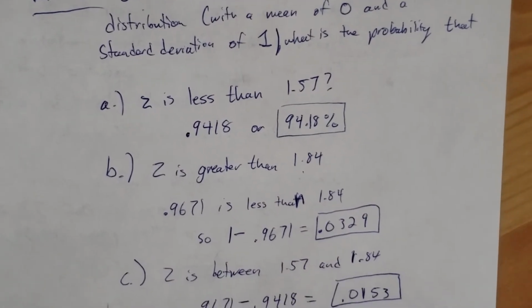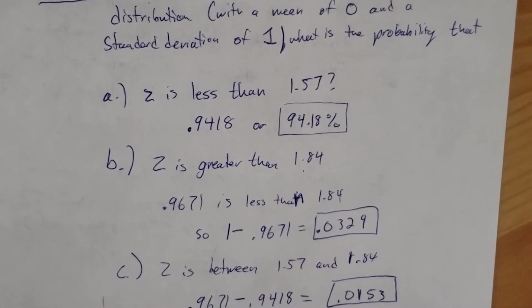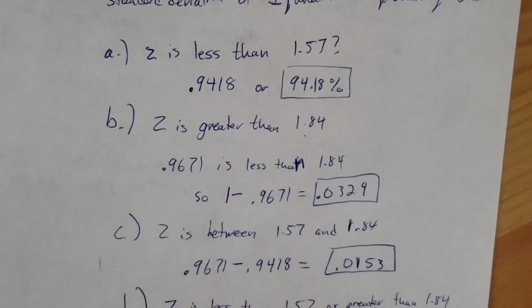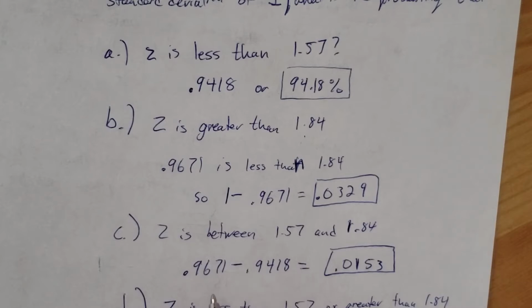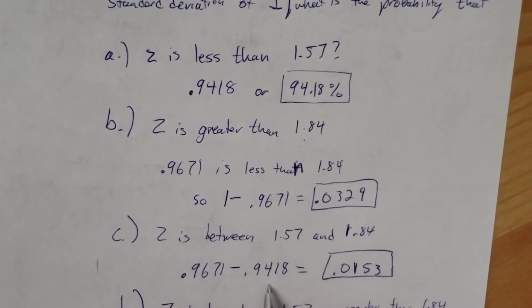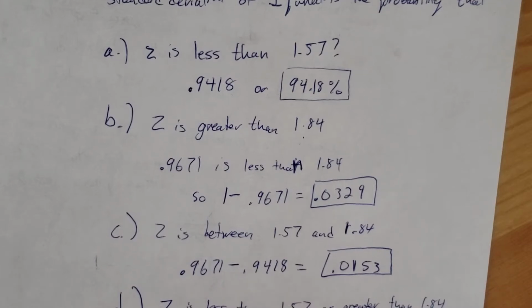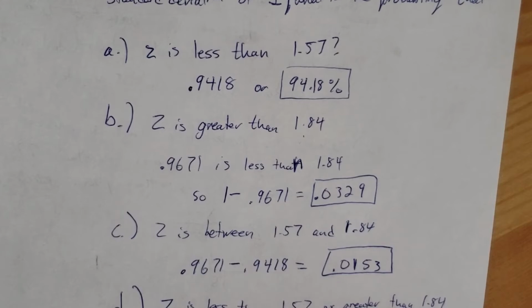Question C is, what about a z-score between 1.57 and 1.84? Well, if 1.57 has 94.18% below it, and 1.84 has 96.71% of data points below it, then between there is just 0.9671 minus 0.9418, which will give us 2.53%.